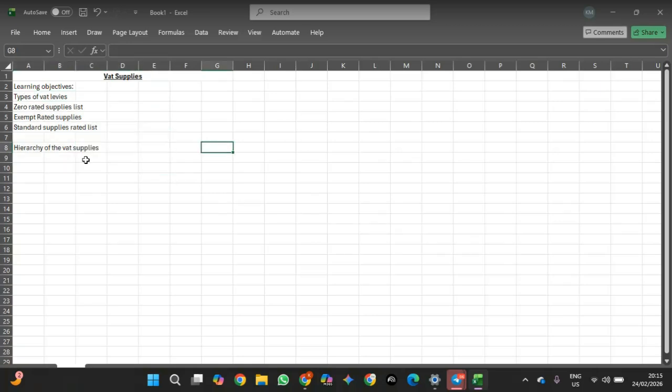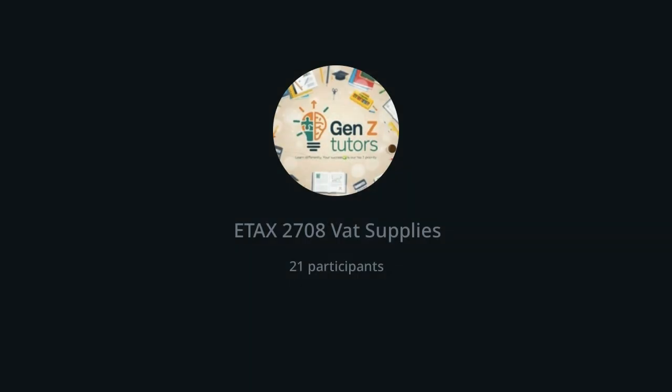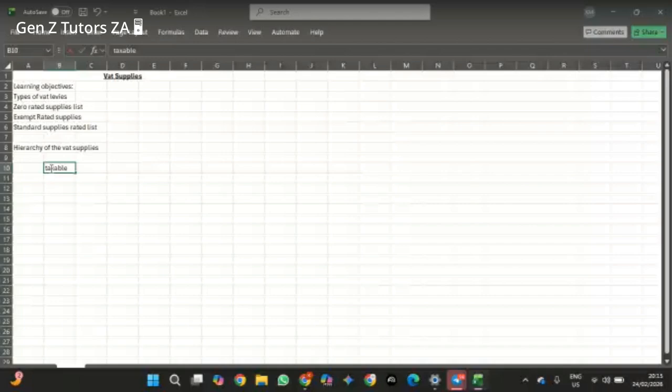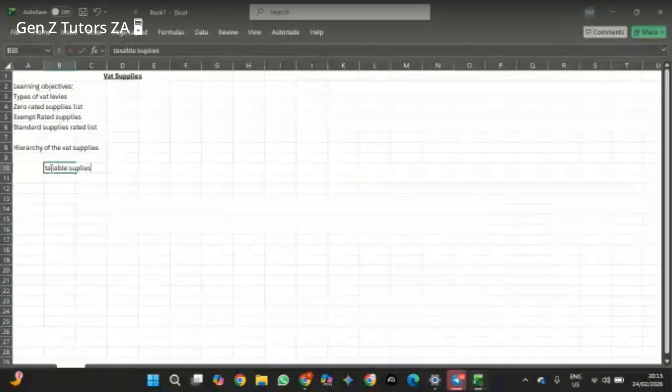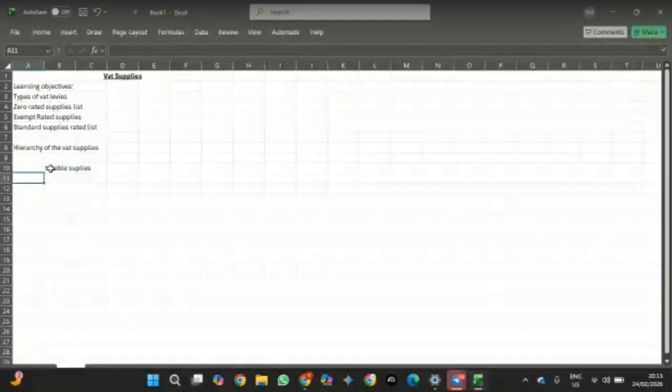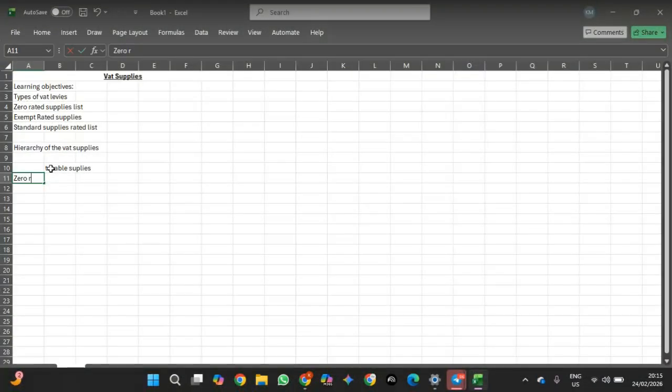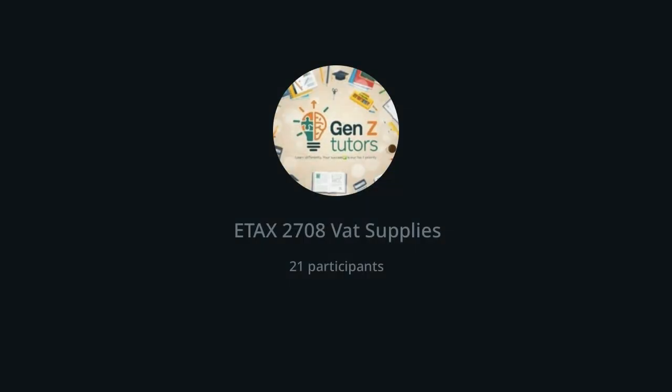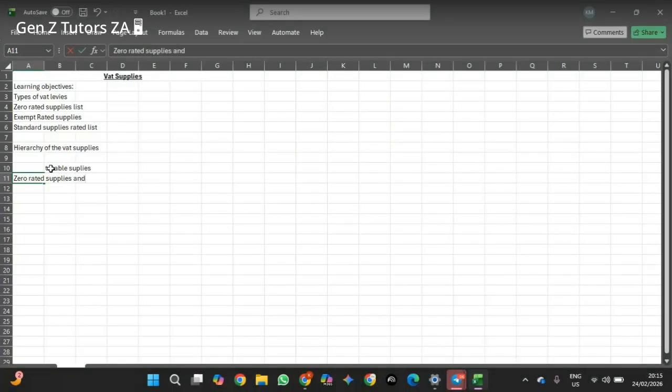Now, once you are here, you need to remember that in the types of supplies, there's levies, and then there's the types of supplies. There are taxable supplies, under which you've got the zero-rated supplies and the standard rated supplies.